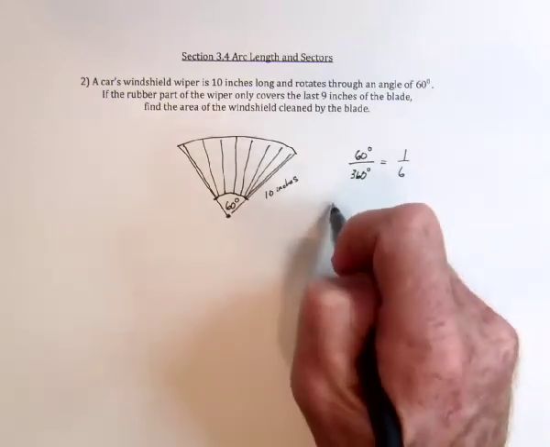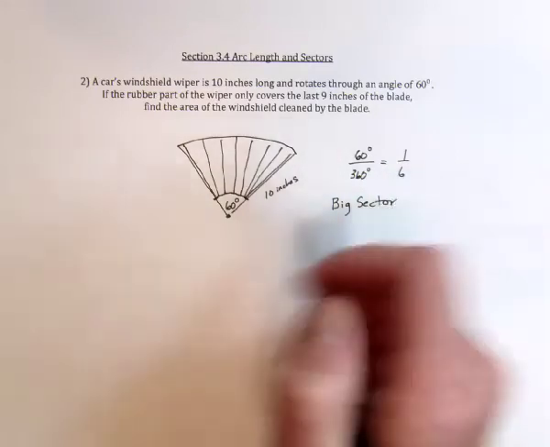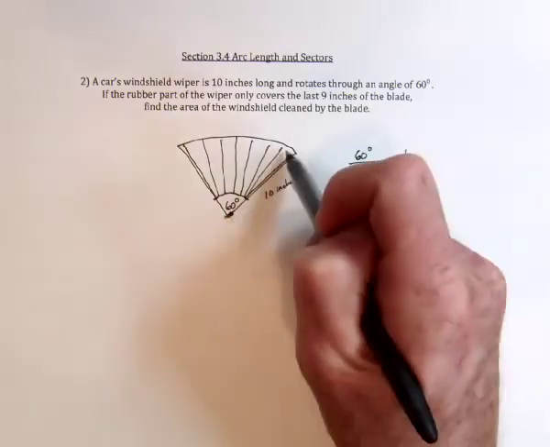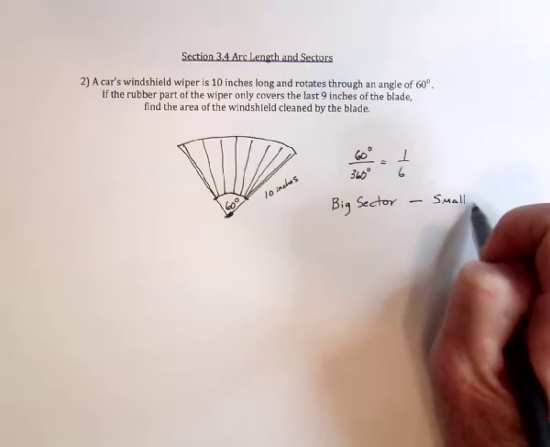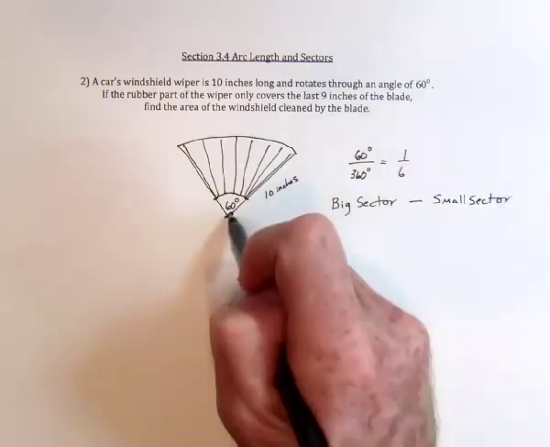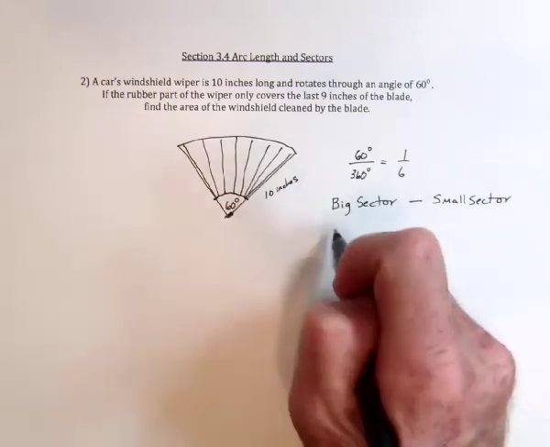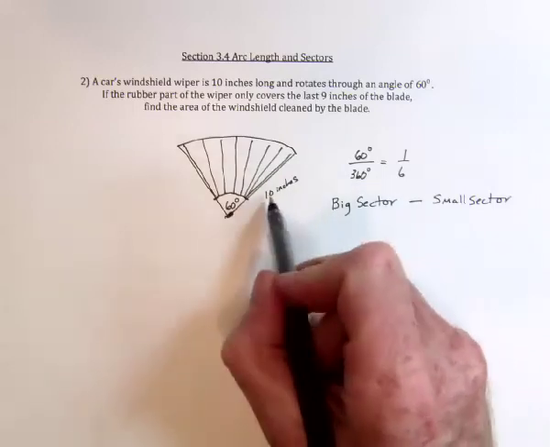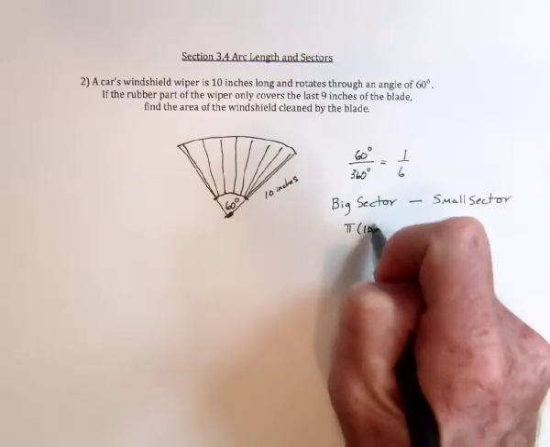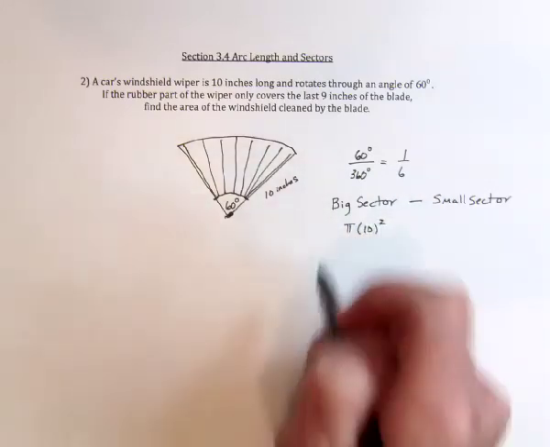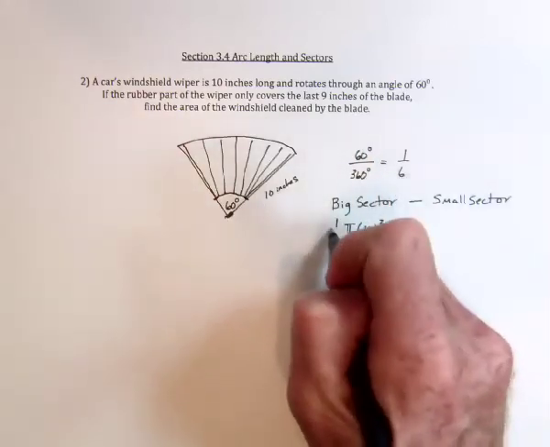So we're going to find the area for the big sector, which means go from here all the way out to the edge, and then minus the small sector, which is saying from here to here where it's not being wiped. So we've got, for the big sector, it's a radius of 10, so we would have pi radius squared, and that's if the wiper blade went all the way around. Since it only does 1/6 of a circle, then multiply by 1/6.